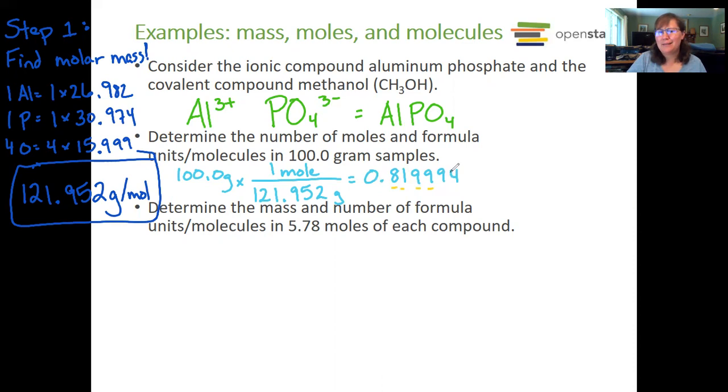So how do I do that? This is a 9. That 9 needs to round up. So the way that you're going to report this is 0.8200 moles.